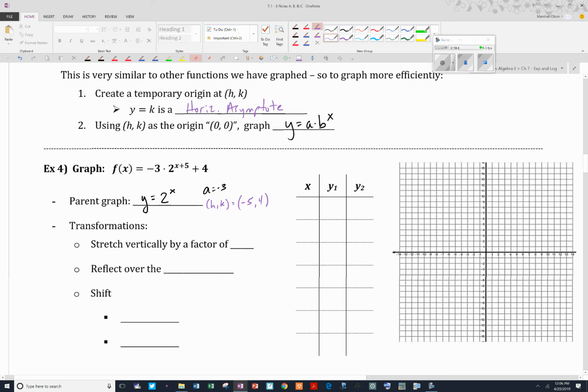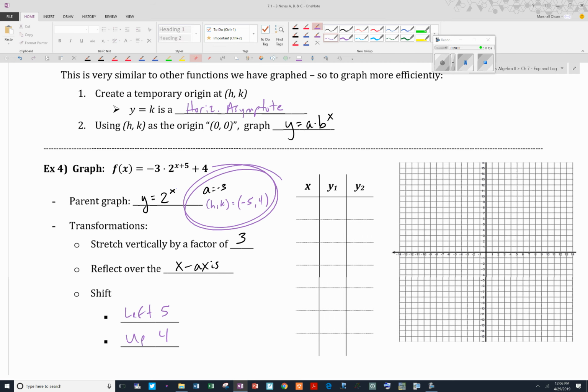So here's what all this means. We're going to stretch this vertically by a factor of 3. Because it's -3, we're going to then reflect it over the x-axis. And we're going to shift it left 5 and up 4. That's what all this means. But we're not actually going to do that. This is that thing where we kind of cheat a little bit.